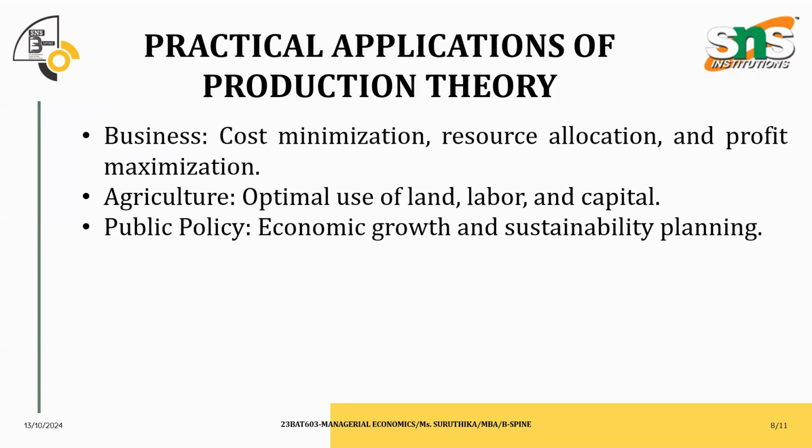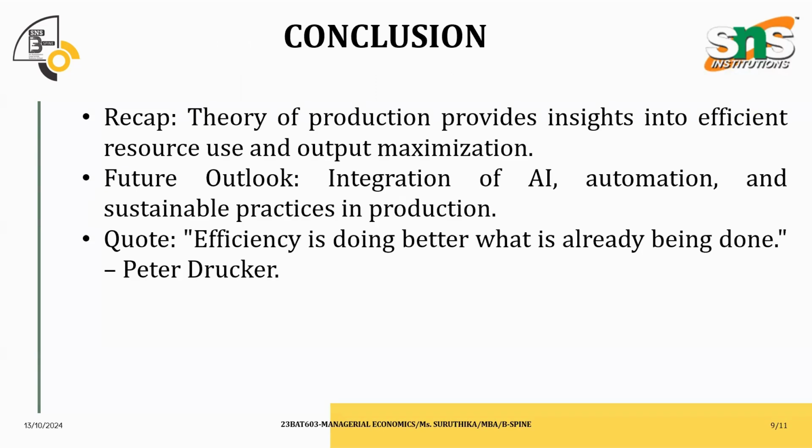So the major advantages of production theory are with respect to businesses. This theory gives us an insight into cost minimization, resource allocation, and profit maximization. With agriculture, this theory enunciates on optimal use of land, labor, and capital. As far as public policy is concerned, the theory's focus is on economic growth and sustainability planning. In conclusion, the theory of production provides insights into efficient resource use and output maximization. On a future outlook, it's important that we integrate AI, automation, and sustainable practices in production.